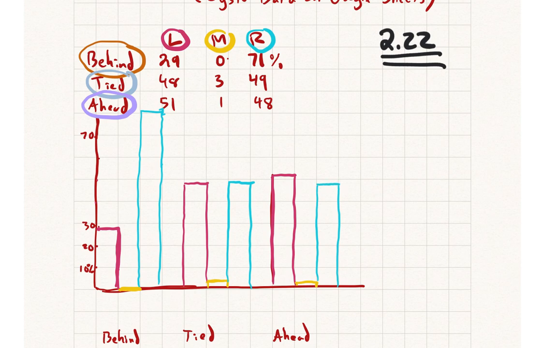Of course, this isn't super accurate. This is just me drawing freehand, but hopefully you get the right idea here. So this is what it looks like when grouped by score category. And now we'll draw it grouped by direction category, left, middle, and right. And we'll have separate bars in each of these categories for whether they're behind, tied, or ahead. So we'll see what it looks like there.